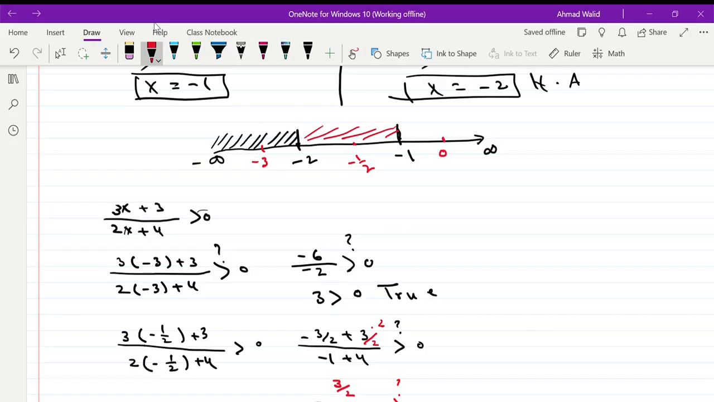From -1 to infinity, let's plug in 0. You had 3x plus 3 over 2x plus 4 greater than 0. If you plug in 0, these two parts become 0, and you end up with 3/4. Is 3/4 greater than 0? Yes. Then your solution is also in this region. Then where is the final solution, and how to write your final solution, correct?